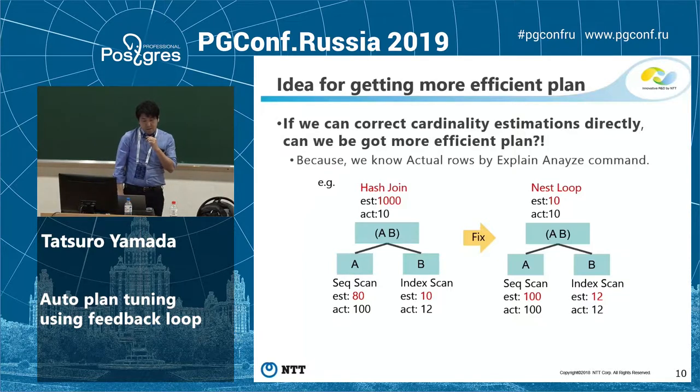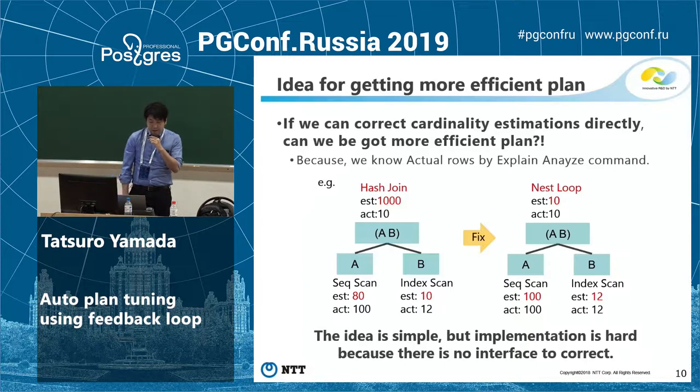So my idea is: if we use the result of explain analyze and automatically collect the estimated row numbers directly, can we get a better plan? For example, there are errors in the estimated rows. If you fix them, you can expect that the plan will be better because there are no errors. I suppose that many people thought the same idea to get an efficient plan. However, even if the idea is simple, implementation seems to be a bit difficult because there is no interface to do that.